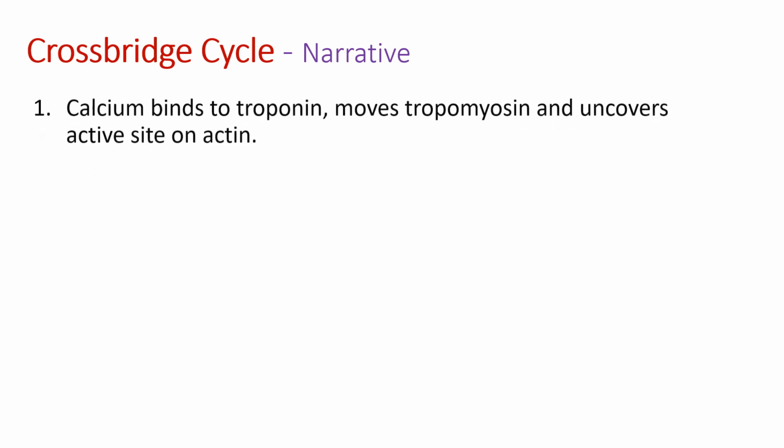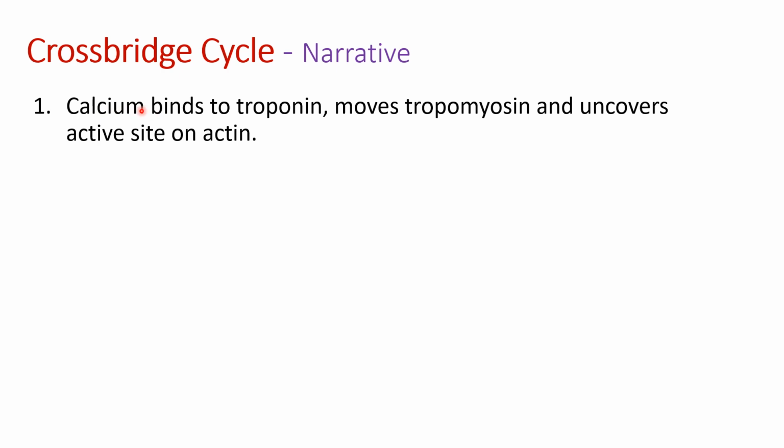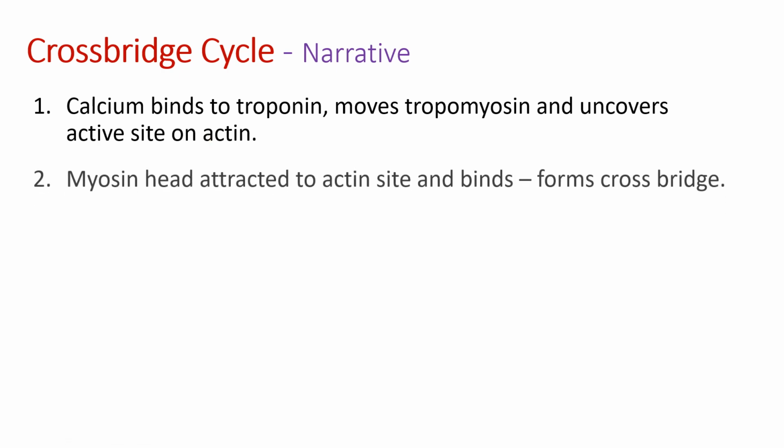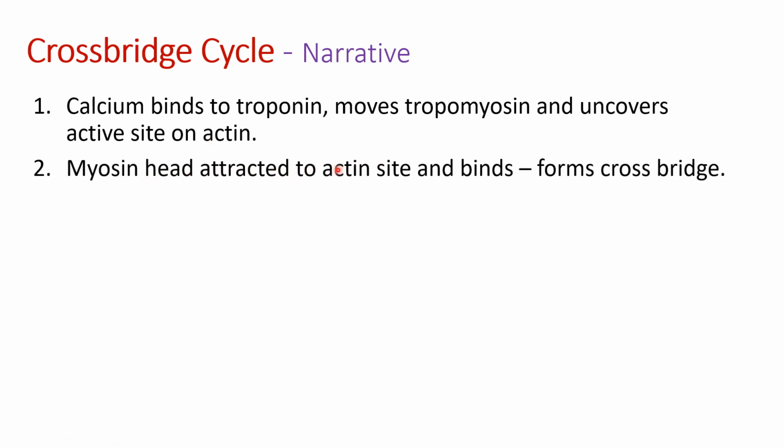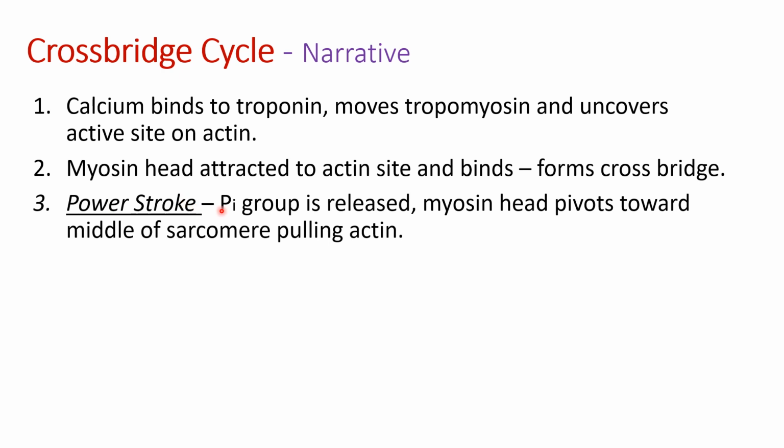Okay, so the first thing, we get calcium that's released. That's the excitation-contraction coupling. Binds to troponin, and troponin moves tropomyosin and uncovers that high affinity active site on actin. It's really a high affinity site. It's not active. Okay? Myosin head binds that high affinity site, forms that cross bridge. This binding and forming a cross bridge initiates the power stroke. The myosin head has already been cocked before this.